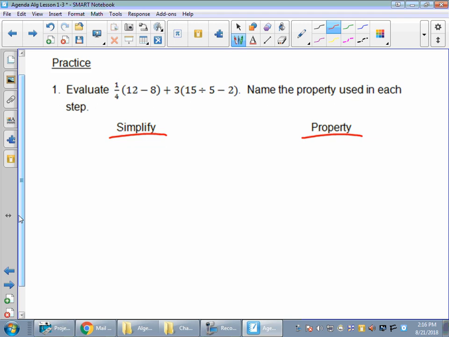All right, so first, we're still going to use order of operations. So we're going to think about PEMDAS to evaluate this. The first thing we're going to look for are there any parentheses? Sure, right here, and then there's one right here.